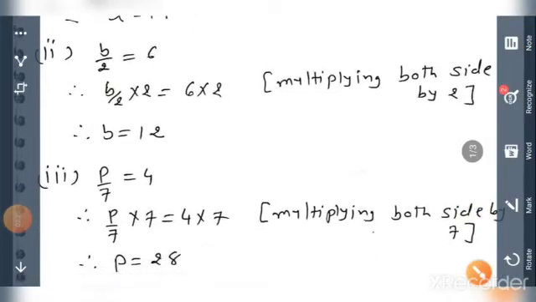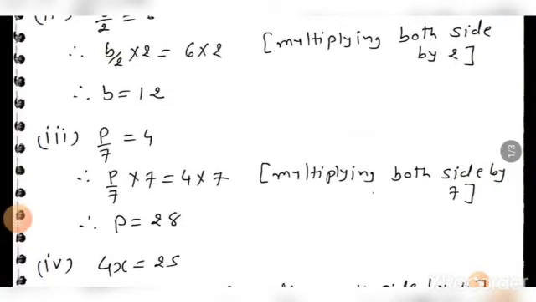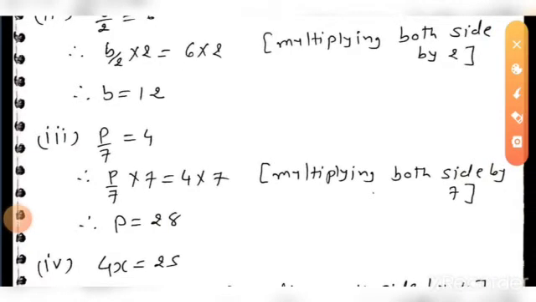Next, p upon 7 is equal to 4. In this equation, p by 7 multiplied by 7 is equal to 4 multiplied by 7. So multiplying both sides by 7, here I just multiply 7 on both sides of the equation. So here I can find out p is equal to 28.